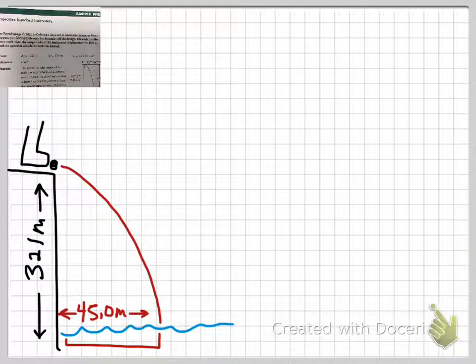There we go. Okay, so we've drawn the picture. We've got how far out from the base of the bridge the rock lands. We've got the height of the bridge. That's all we're given. And we want the initial velocity of the rock. We'll talk about that in just a second.